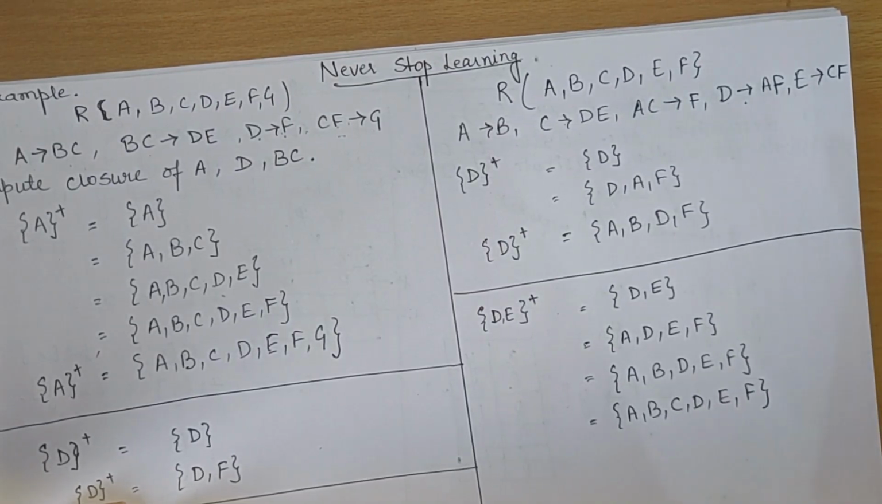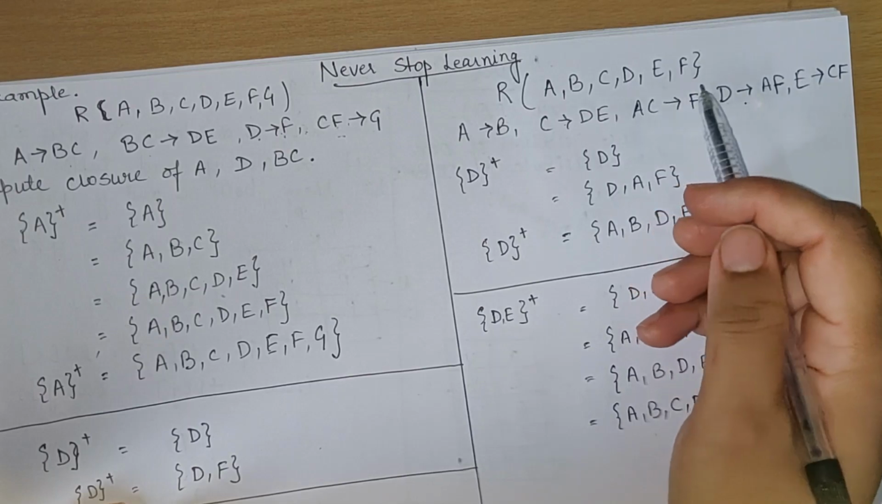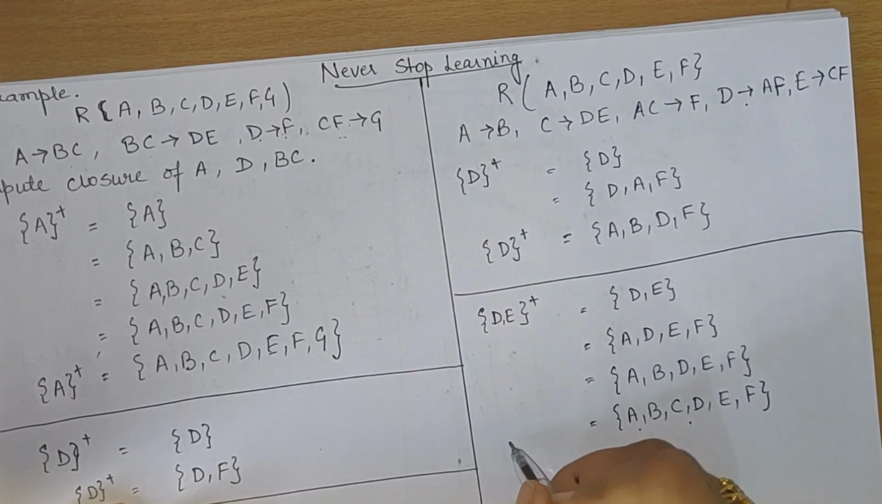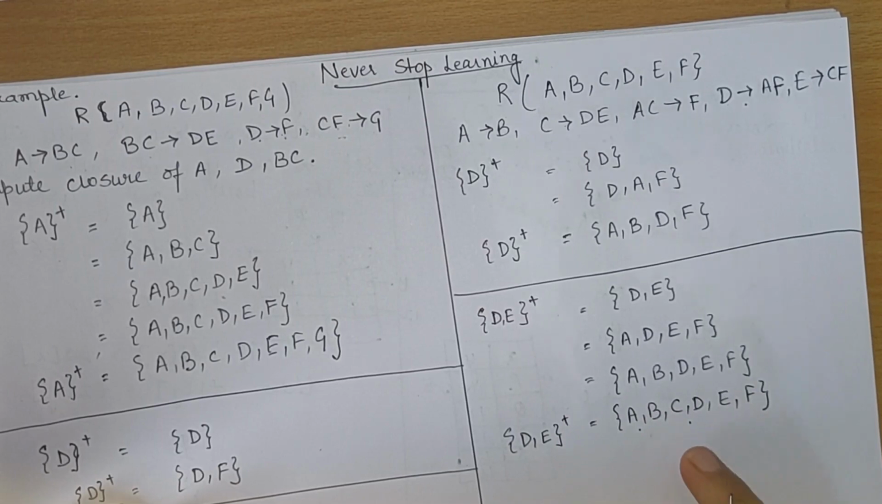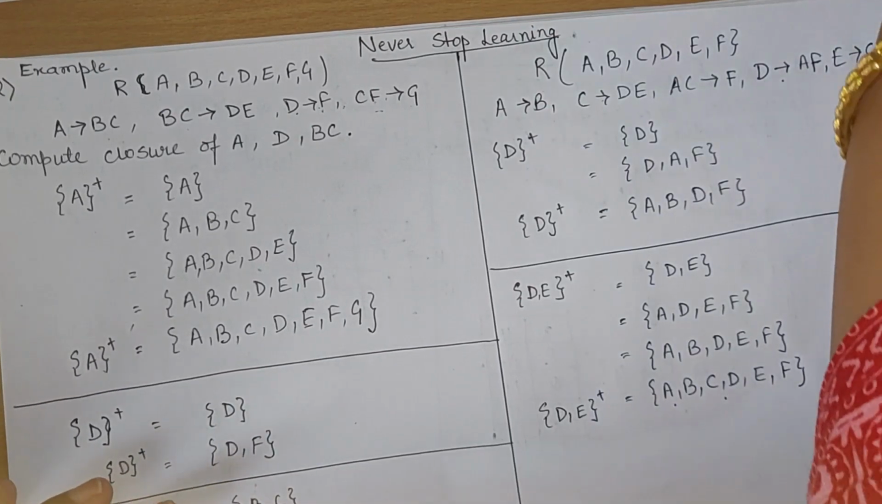Now further I don't have to check anything. Already we have determined all the attributes. As you can see, the relation has A, B, C, D, E, F, and the result set also has A, B, C, D, E, F. So if I say the closure of DE gives me the entire relation R, it's correct. Fine, so this was the closure of attributes.